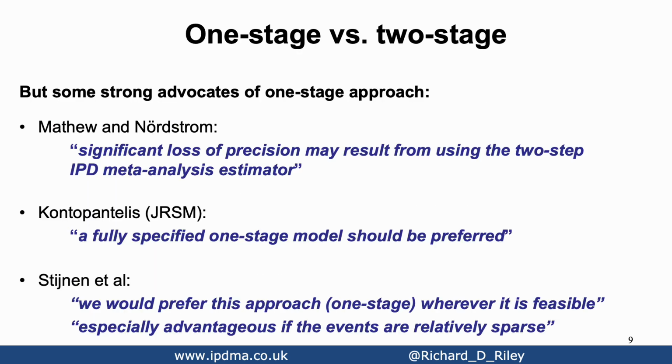Alright, so I could end the video here, could I? Well, actually no, because there's also a counter argument. And this is shown by some strong advocates of the one stage approach. Right, so Mathew and Nordström, for example, they say there's significant loss of precision from using a two-stage approach. Kontopantelis, a fully specified one-stage model should be preferred. Stijnen, we would prefer the one-stage approach wherever it's feasible, especially advantageous if the events are relatively sparse.